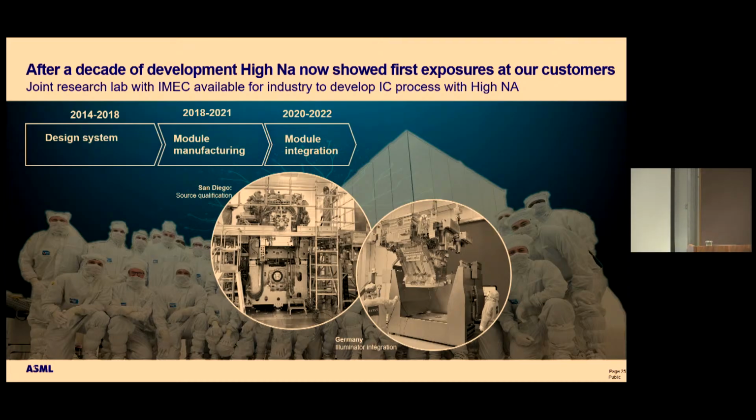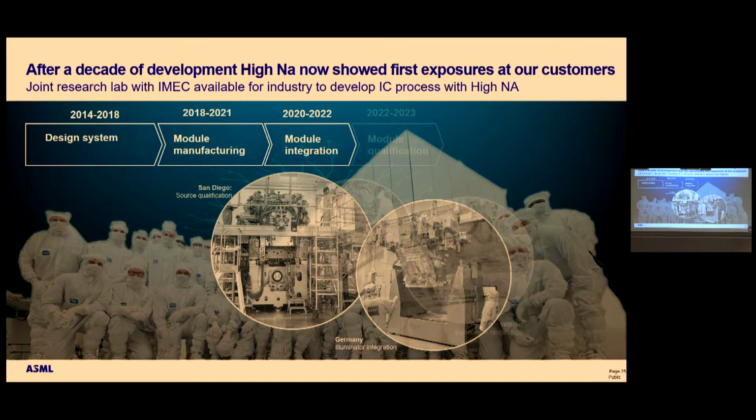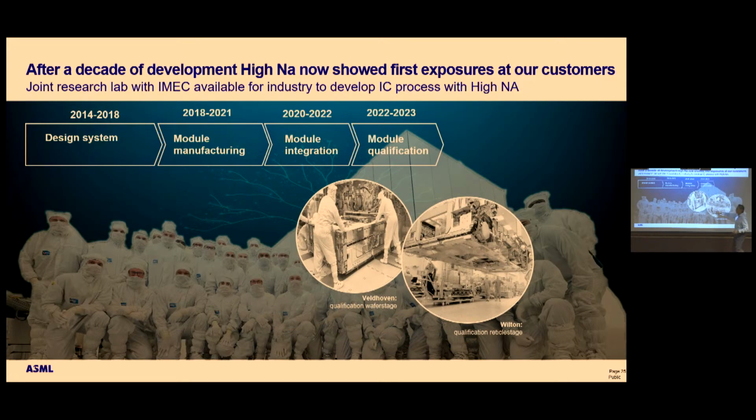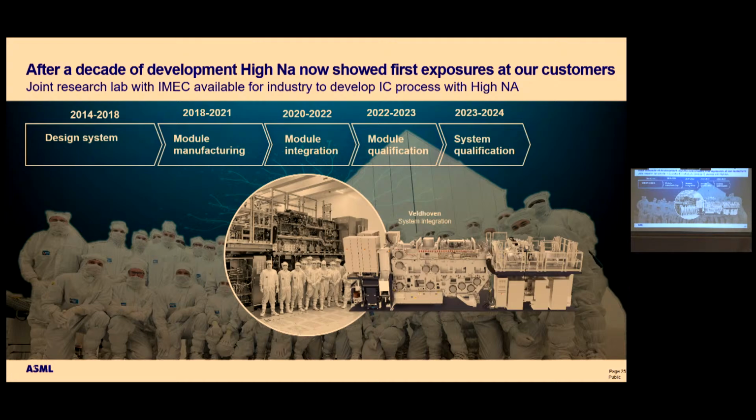This is the source. This is the IF right here, intermediate focus. The scanner would be here, okay? This is the vessel, this is the illuminator. Picture of the illuminator made by Zeiss. That's the wafer stage we make in Veldhoven, Holland. The reticle stage made here in the US, Wilton, Connecticut. Okay, so you put all these things together, and we put together the first machine in 2023 in Veldhoven, okay?